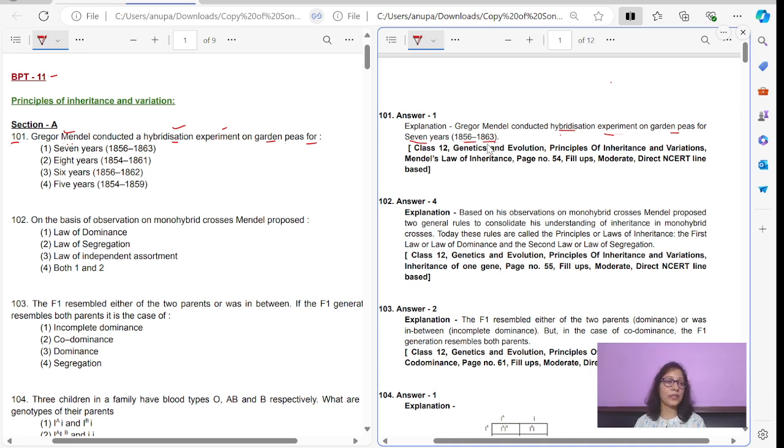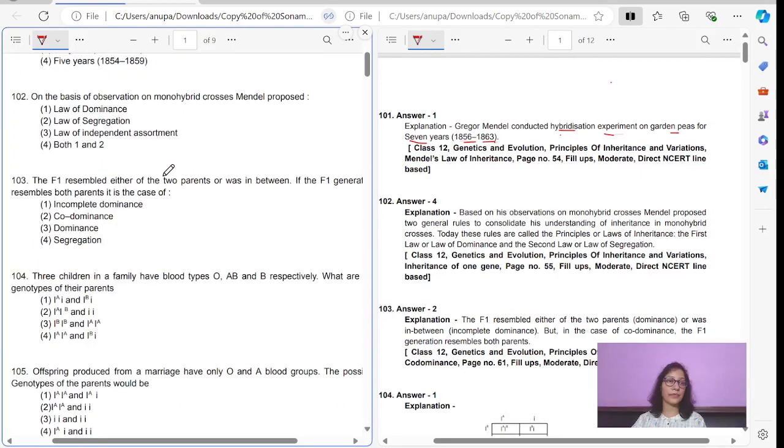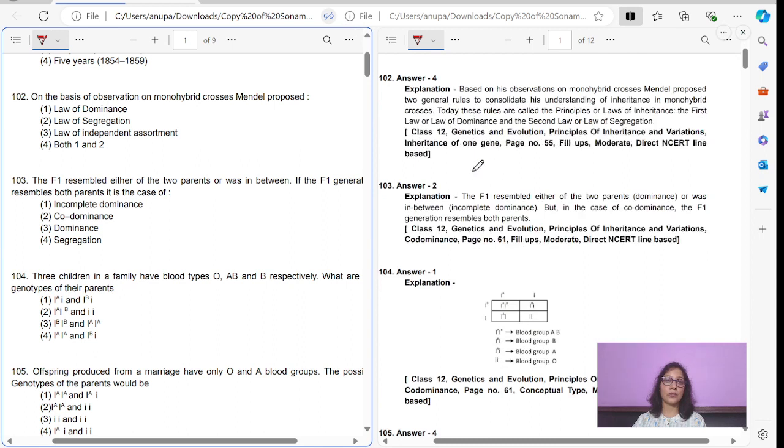So let's read the options. The first option is 7 years, so this is the correct answer. He conducted that hybridization experiment for 7 years from 1856 to 1863. So option number 1 will be the correct answer for this question. Now let's move to the next question, that is question number 102.